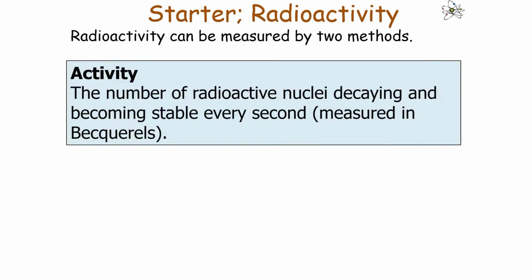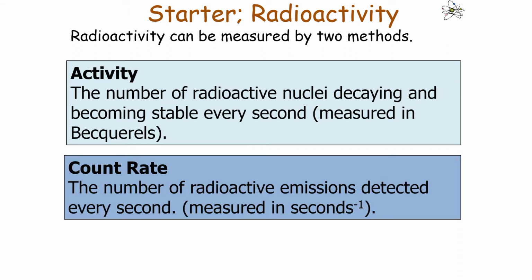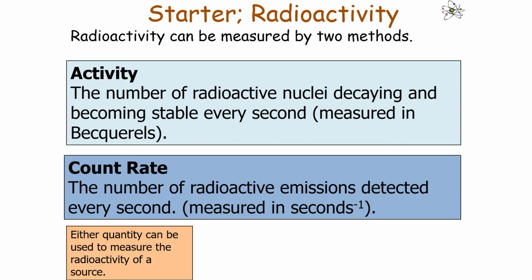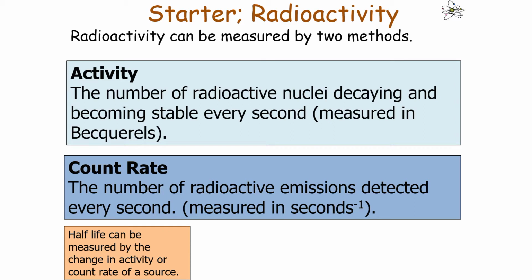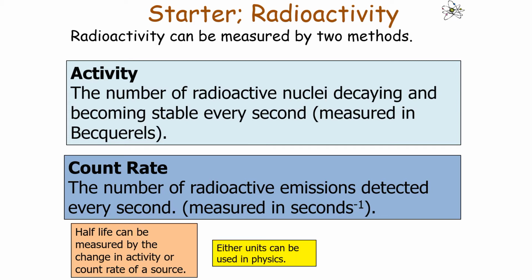So let's just recap what we've learned. Radioactivity can be measured by two methods. Number 1, the activity, which is the number of radioactive nuclei decaying and becoming stable every second, which is measured in becquerels. The second way is with count rate, the number of radioactive emissions detected by a detector every second, and is measured in seconds to the -1. Either quantity can be used to measure the radioactivity of a source. Half-life can be measured by either the change in activity or the change in count rate of a source. Either unit can be used in physics.